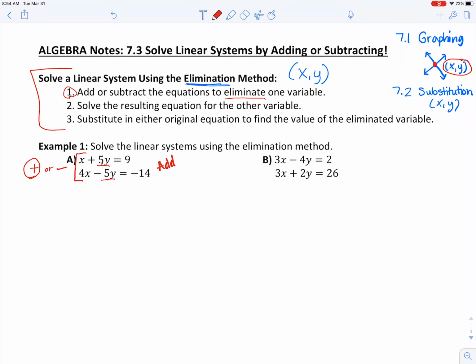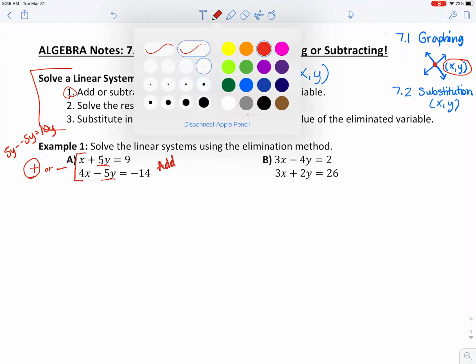If I were to do 5y minus negative 5y, that would actually be a 10y, and that wouldn't eliminate one of the variables. It would actually get bigger. So we're going to add.